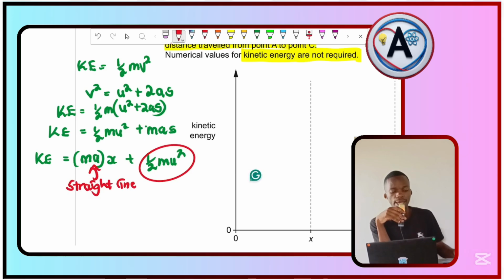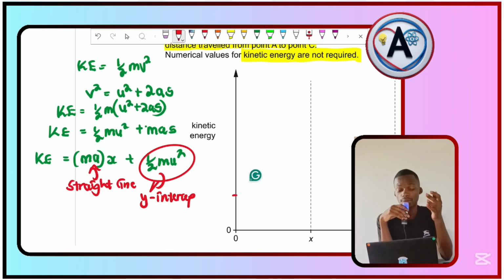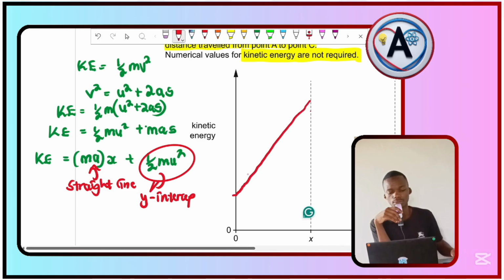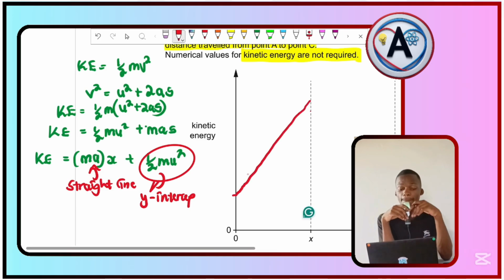And it has a y-intercept. So this is a y-intercept. So I would expect your graph to start from here. Let's assume, right? You don't have to have numerical values because they say they're not required. So that's just half mu squared. You know that that's my y-intercept. And then that kinetic energy is going to rise and it's going to be a straight line from there up until there, like so. Right? That's basically it.